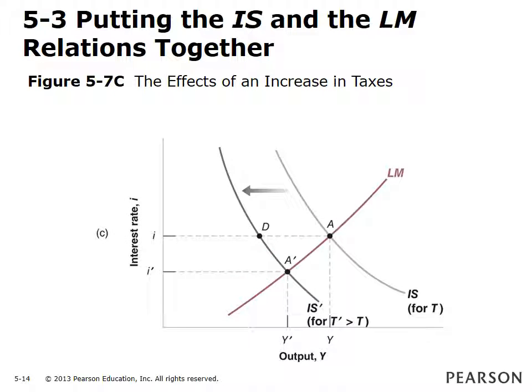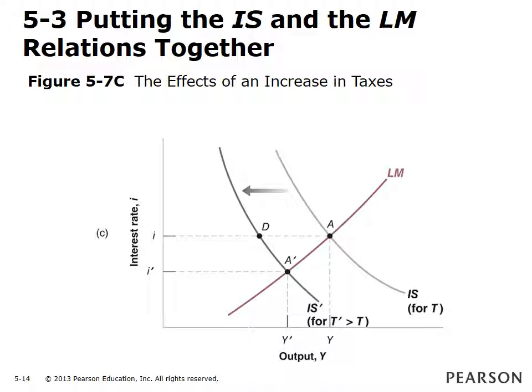Figure 5-7c shows the effect of an increase in taxes on equilibrium output and the equilibrium interest rate. You can see that when the IS curve shifts to the left to IS prime, the new equilibrium is at point A prime, where IS prime intersects the unchanged LM curve. An increase in taxes leads to a decrease in equilibrium output and interest rate. Economy moves from point A to A prime. It moves along the LM curve. A decrease in income causes a decrease in interest rate.